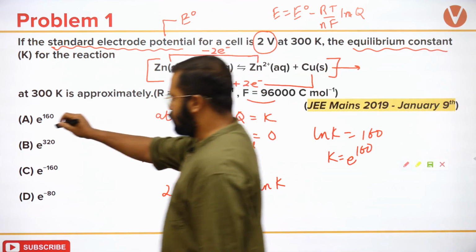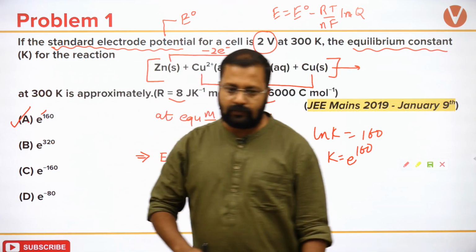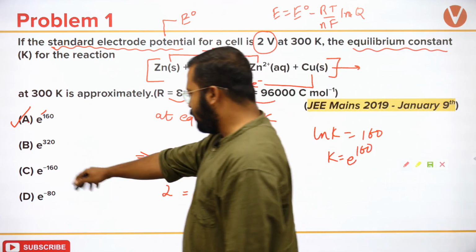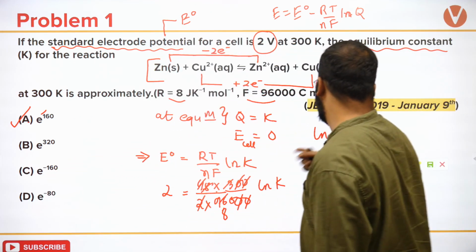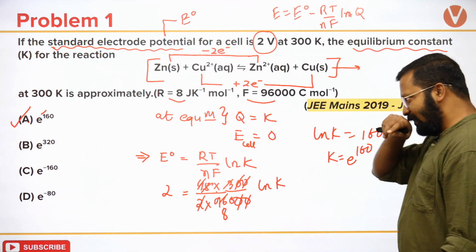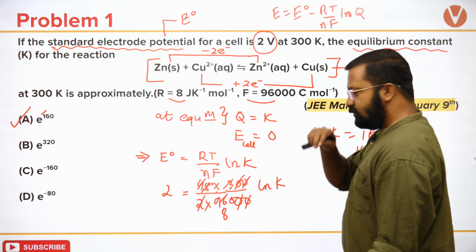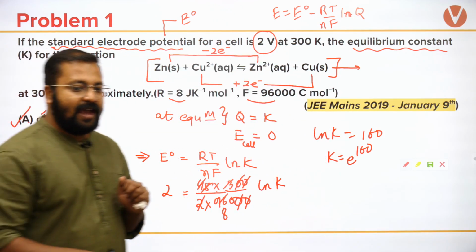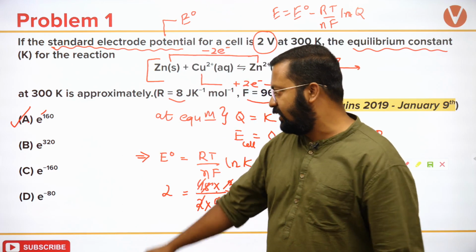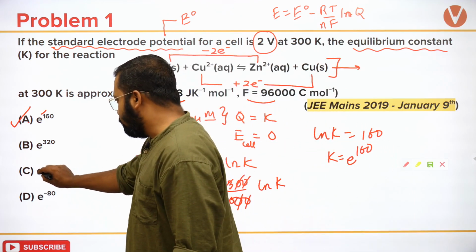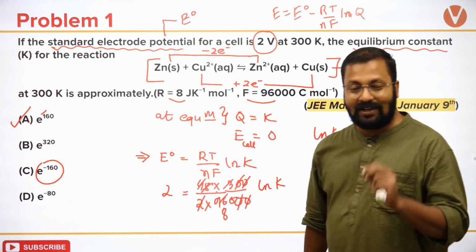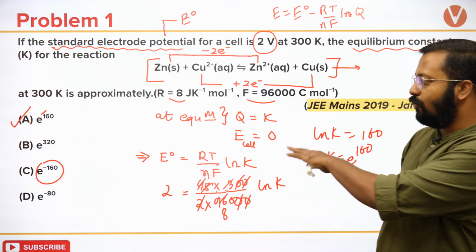The right answer should be A. It's E to the power minus 160 that is written, so think carefully. Answer should be A. It's not C. Answer should be E to the power 160. Silly mistake, but you will lose 4 marks.